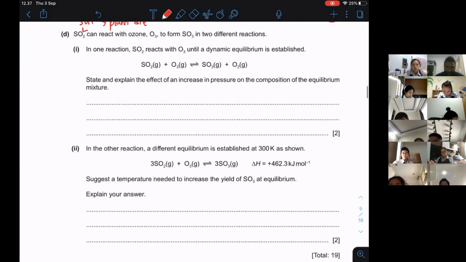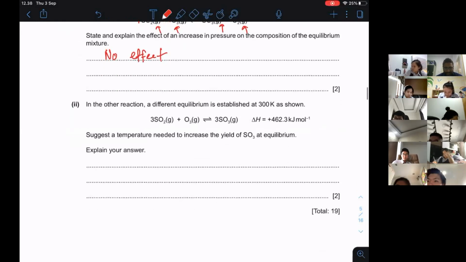Now, in one reaction, SO2 reacts with O3, ozone, until a dynamic equilibrium is established. State and explain the effect of increasing the pressure on the composition of the equilibrium. I will go very fast. This is 1, 1, 1, 1. All of them are gas, so 2 and 2. The number of moles are the same, so the answer is no effect. You just explain that the number of moles of reactants and products are the same, but make sure the ones you count are all gases.